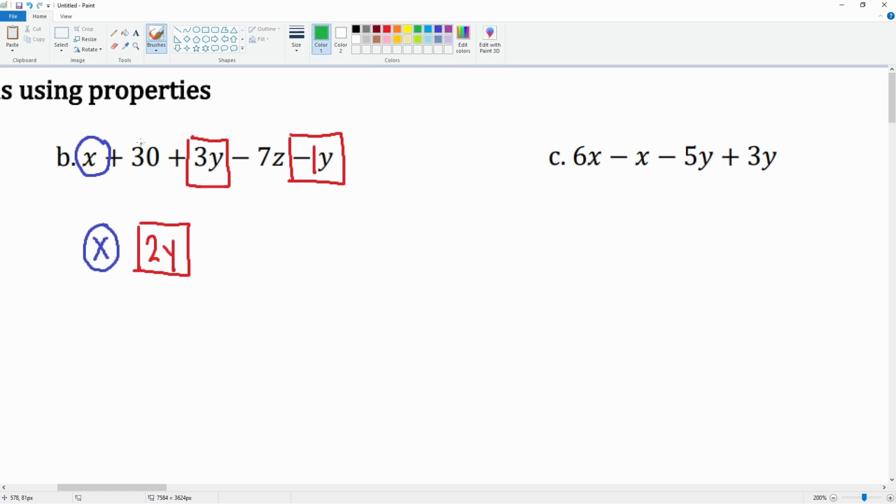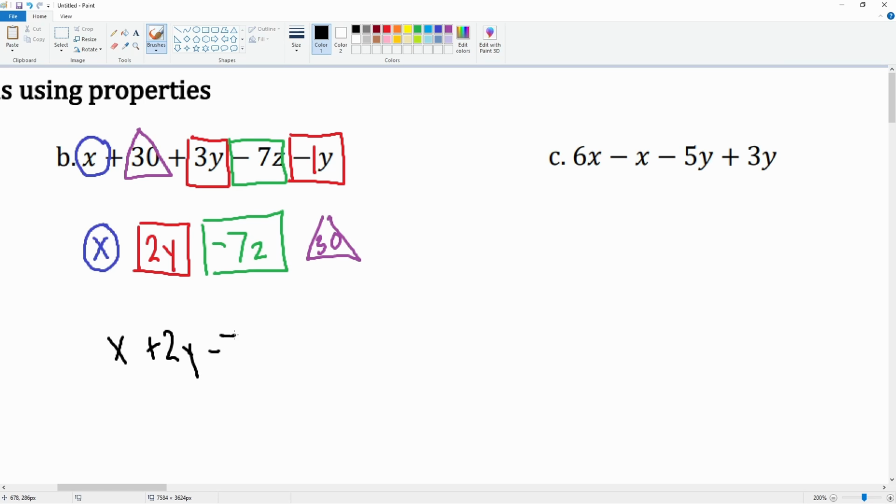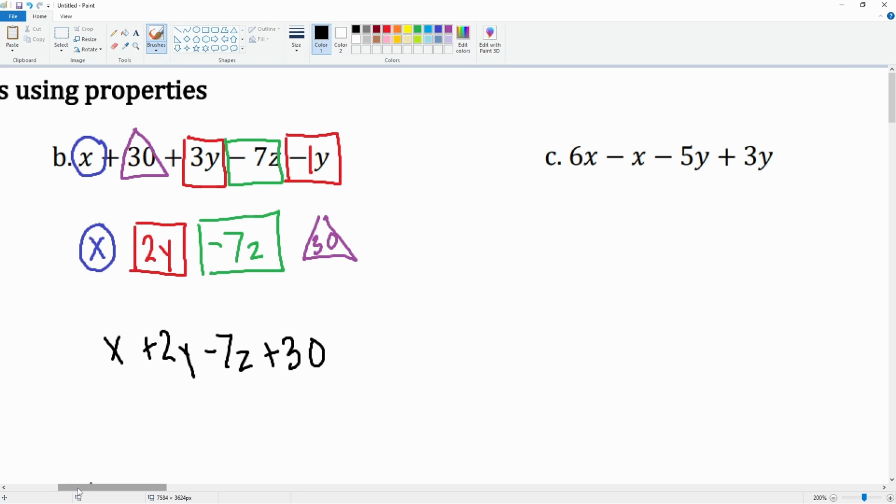Then you have the z value here. This is going to be a long rectangle. Nothing happens to that one, so we just bring down negative 7z. Then we have our constant here. I'm going to make this the purple triangle. Nothing happens there. We just bring that down. So we can just write this as x plus 2y minus 7z plus 30. This would be the simplified expression. You no longer could do anything here because they are not like terms. You cannot combine them any further.